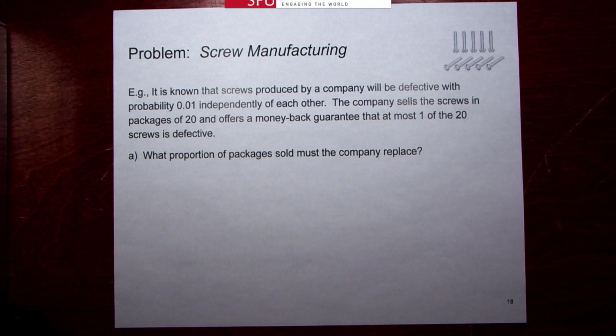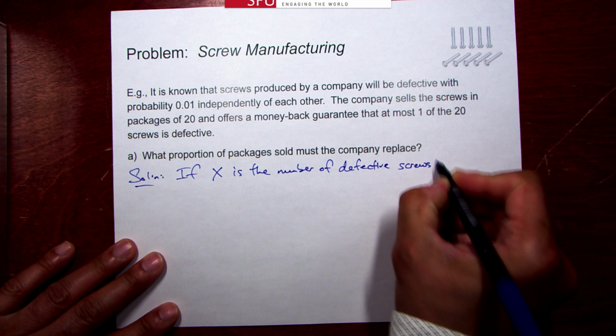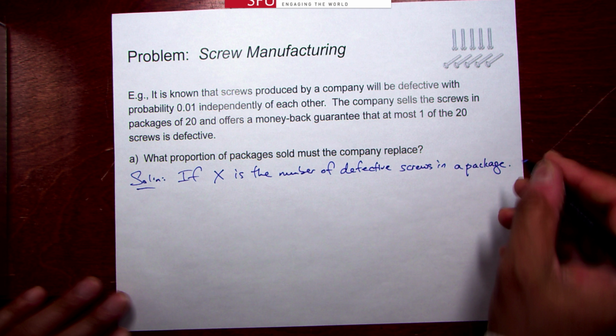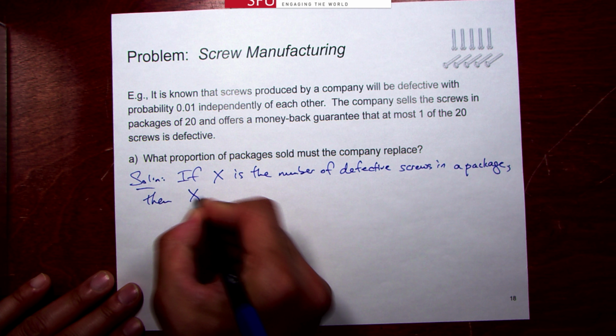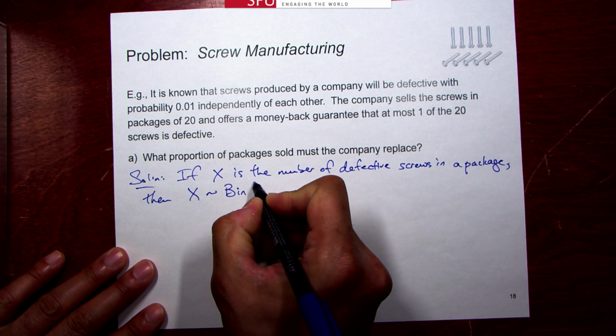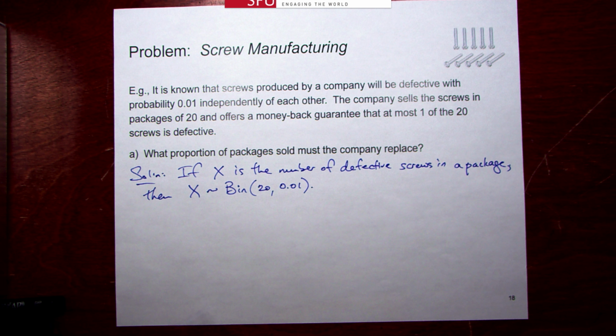If X is the number of defective screws in a package, then X follows, well, it follows a binomial distribution, right? Each screw has a probability of being defective, and the probability is 1%, and there are 20 per package, so that is a binomial where n is 20, and the probability p is 0.01. Okay, after that, you just use the PDF as needed, right?